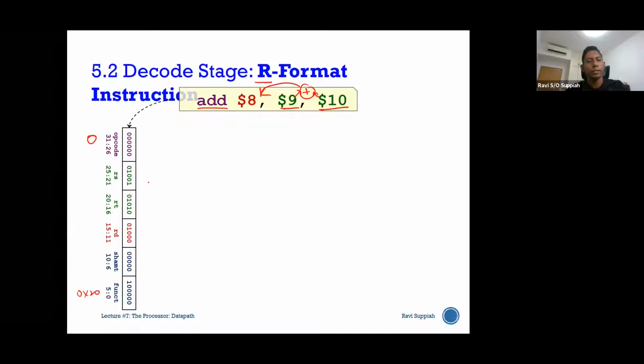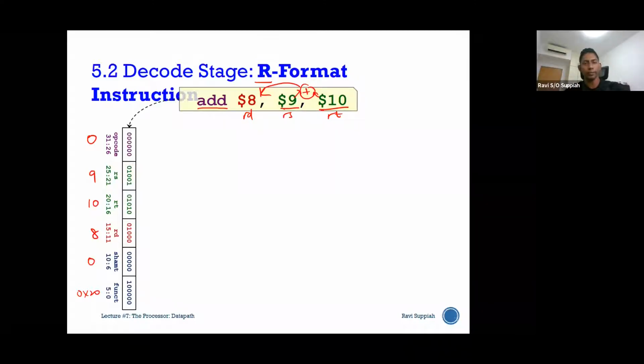And this is RS, RT, RD. So this is your RS, this is your RT, this is your RD. So this is your 9, this is your 10, and this is 8. And for the add instruction, shift amount is 0 because it's not used. So that is the first step, taking the instruction and translating it into the appropriate 32 bits.